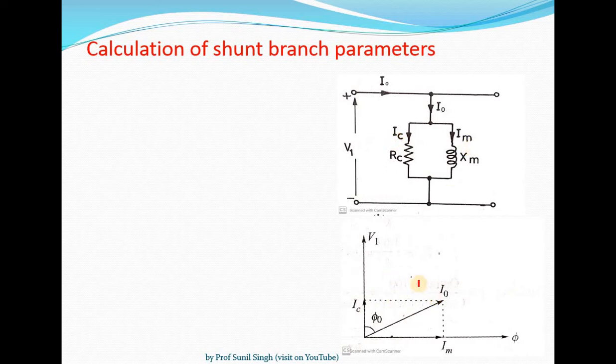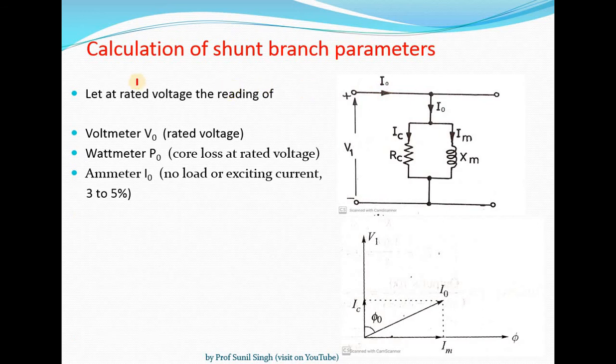Here is the phasor diagram for both. We have neglected the series branch parameters, that is R and leakage reactance, because the copper loss is very less, the current is less, means 3 to 5%. So let us see at the rated voltage. We have already noted down the voltmeter, rated voltage, wattmeter, core loss, and the ammeter will give the exciting current, and the value of this exciting current is 3 to 5% of the full load value.